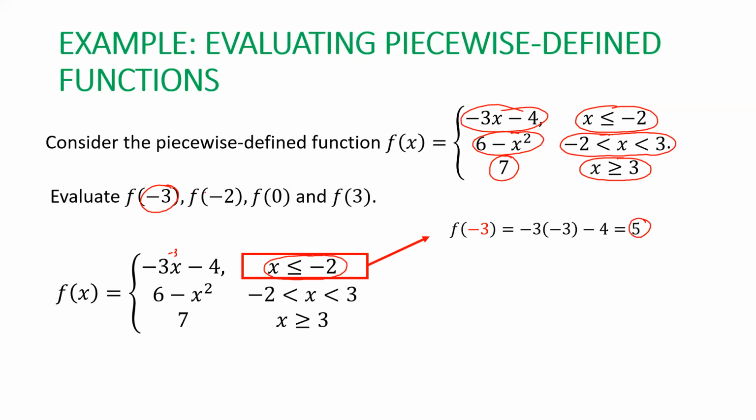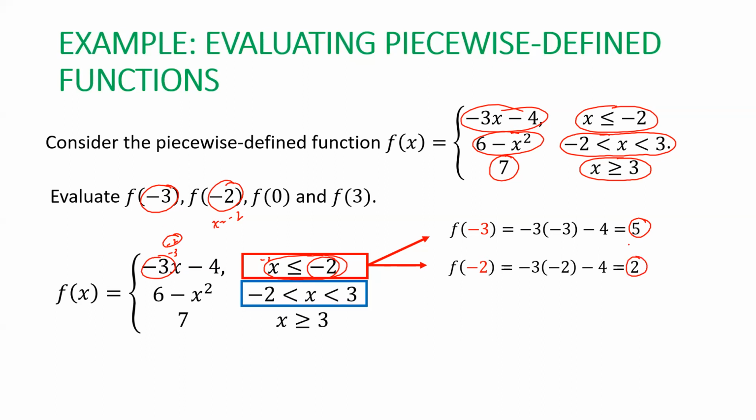And then for f of negative 2, here x is equal to negative 2. So negative 2 is also in the first subinterval because x is equal to negative 2. So substituting negative 2 into negative 3x minus 4, we have negative 3 times negative 2 minus 4, which is equal to positive 2.